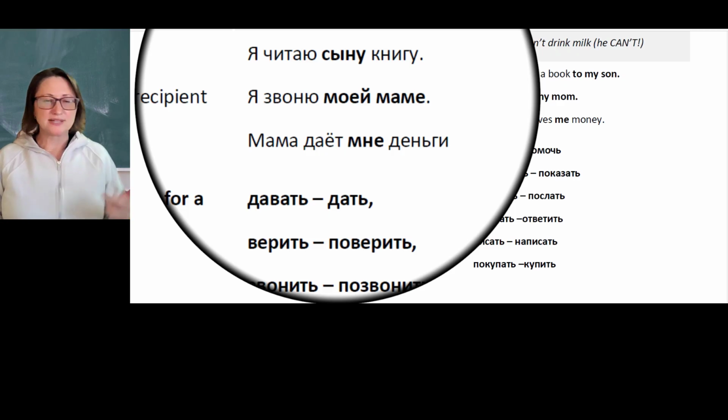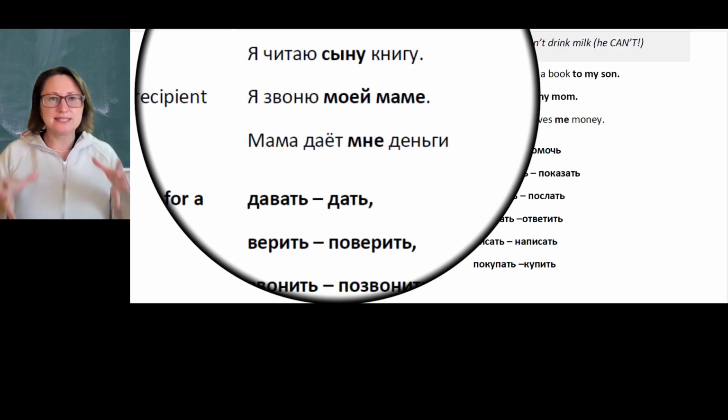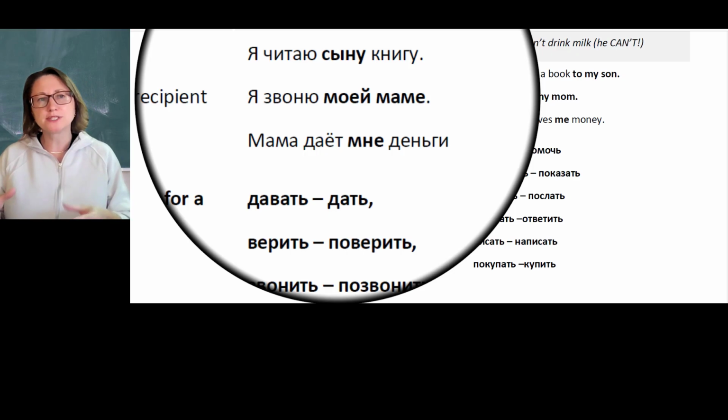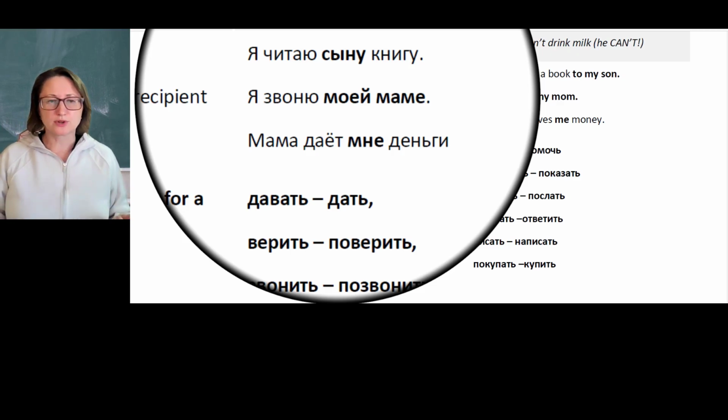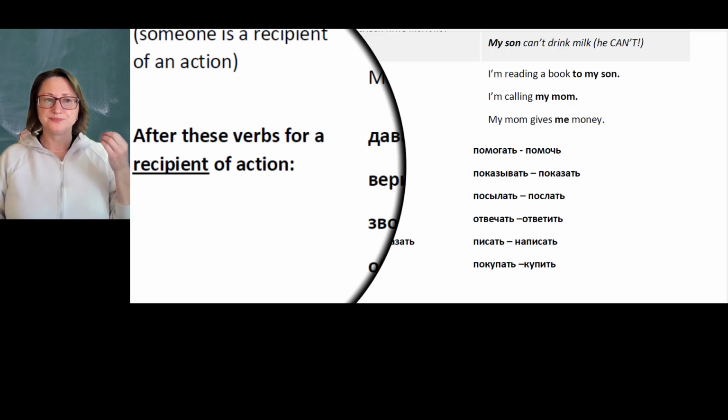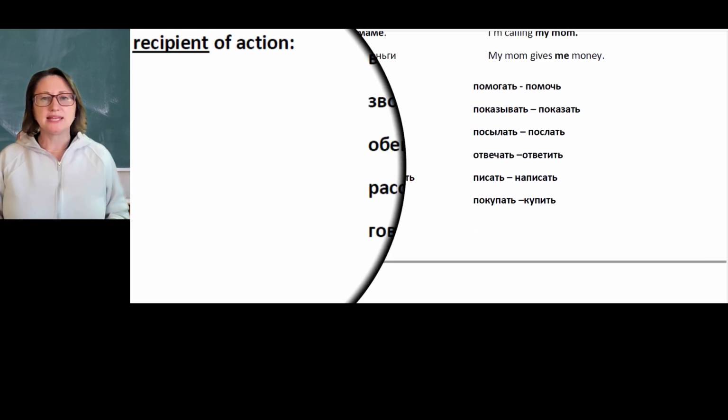Now, remember how I said when we work with the basic cases that sometimes, especially when you are beginners, it's easier to remember specific verbs if it's too hard for you to wrap your mind around the concept of the indirect object. So here I would say just look at these verbs that I have here. I have verbs that need a recipient of the action. And I'm going to read them.